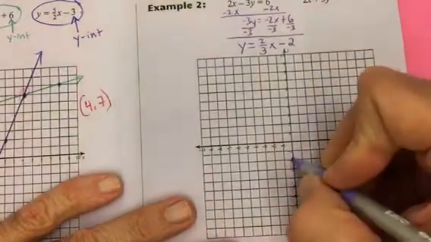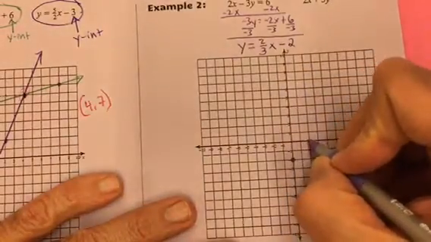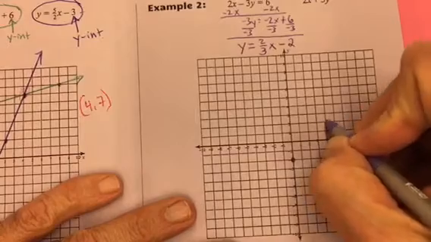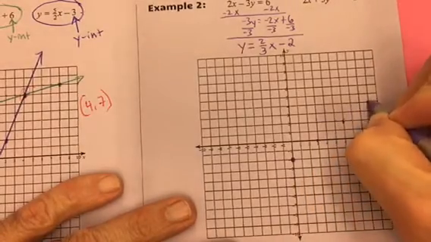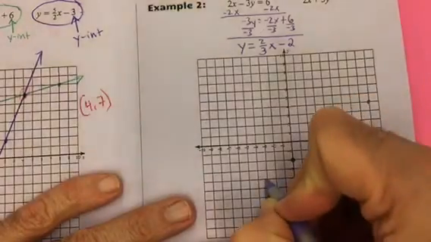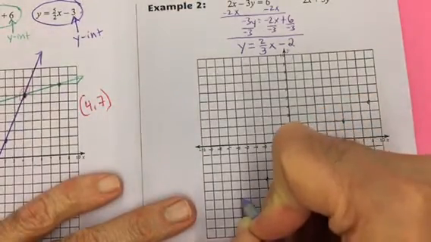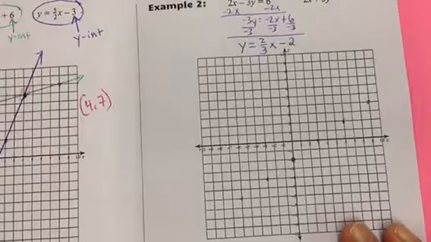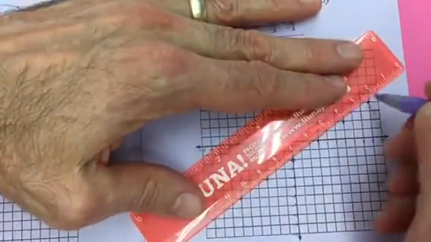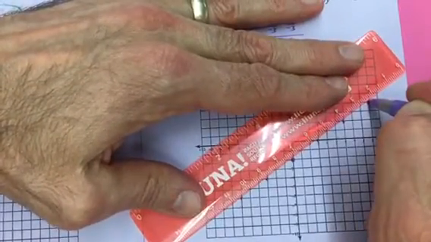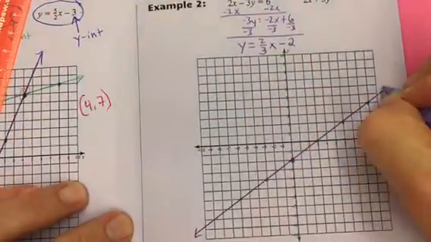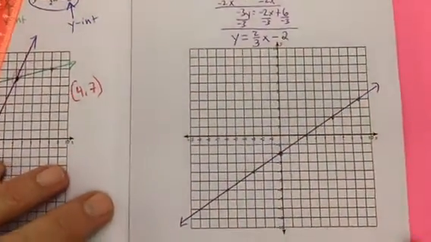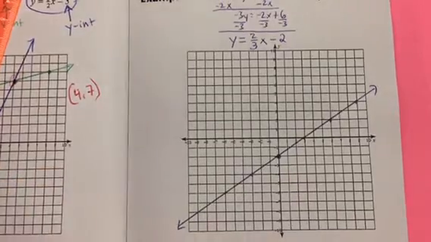My slope is 2/3. That's up 2 over 3. Up 2 over 3. Down 2, backwards 3. Down 2, backwards 3. Draw my line. And I'll do the other one.